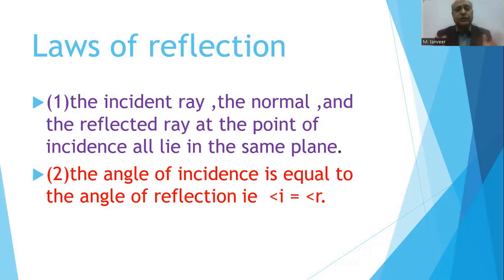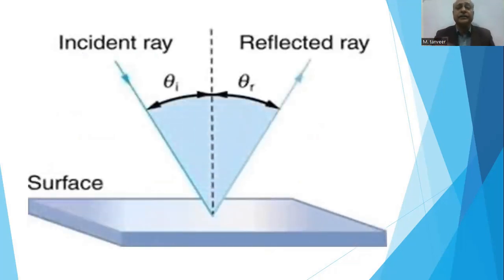When we measure these two angles, angle of incidence and angle of reflection, whenever there occurs a reflection, these two angles must be equal. Whenever there occurs a reflection, it will obey these two laws. This is the incident ray, this is the reflected ray, and this is the normal. The angle formed by the incident ray with the normal is called angle of incidence. The angle formed by the reflected ray with the normal is called angle of reflection. When we measure these two angles, they are equal. This is the law of reflection.